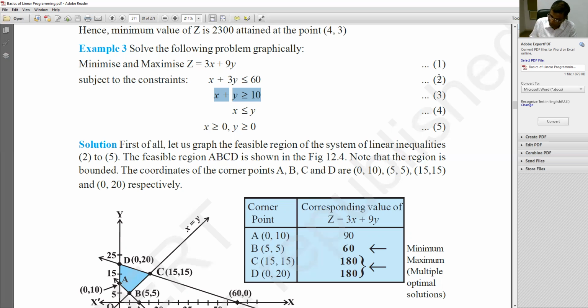When y is equal to 0, then x is equal to 60. Then the point (x, y) is (60, 0).